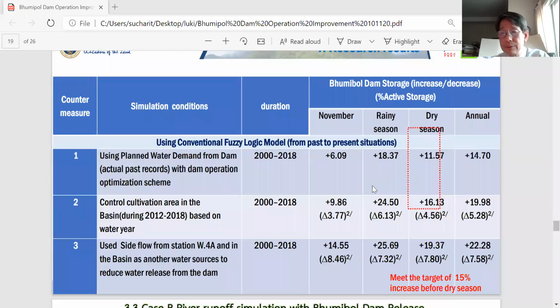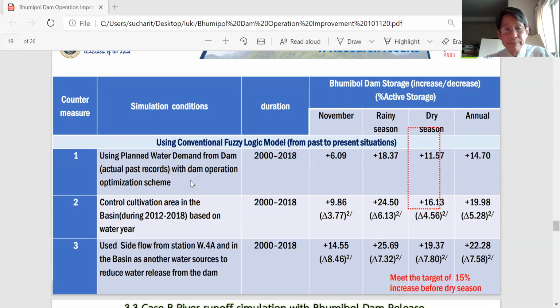So as a result, you can see that we have three measures. One, we improve the dam operation with better water demand and some optimization of the dam, including revising the rule curve of the dam. You can see that with this measure, in November, starting with the rainy season, we can have better water storage, about 6%.